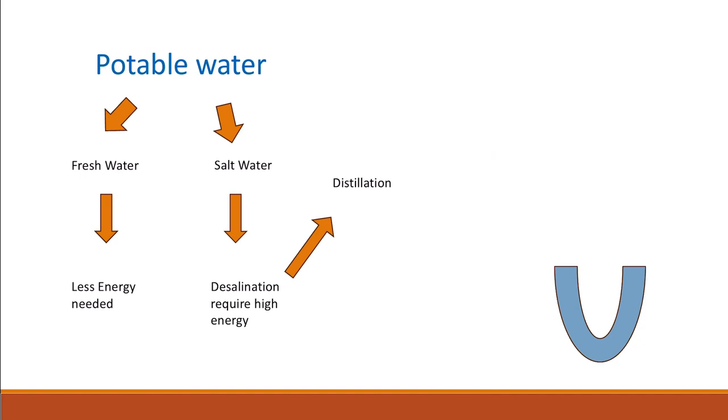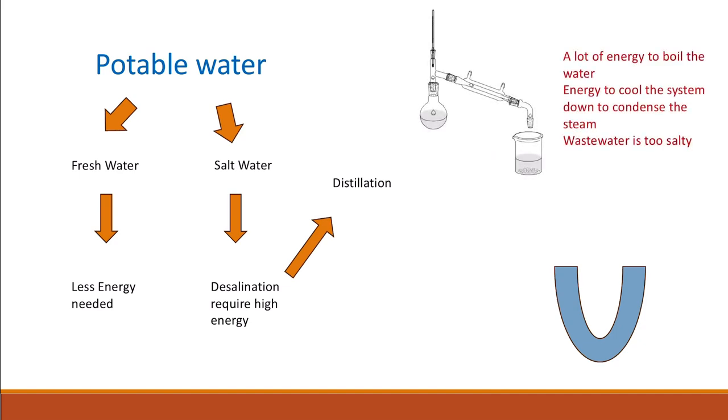In the case of salt water, we have two different processes which can be used to remove the salt, or for desalination. The first one is the simple distillation process, which includes heating the water in large tanks and then condensing the water, cooling down the vapors or the steam, and collecting the water. In this case, a lot of energy will be needed to boil the water, and energy will also be needed to cool the system down to condense the steam. And the wastewater as well will be too salty to dispose back into the rivers or into the oceans.